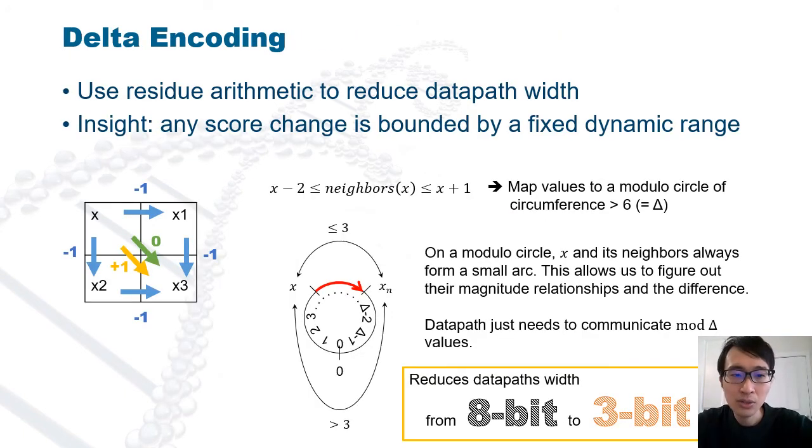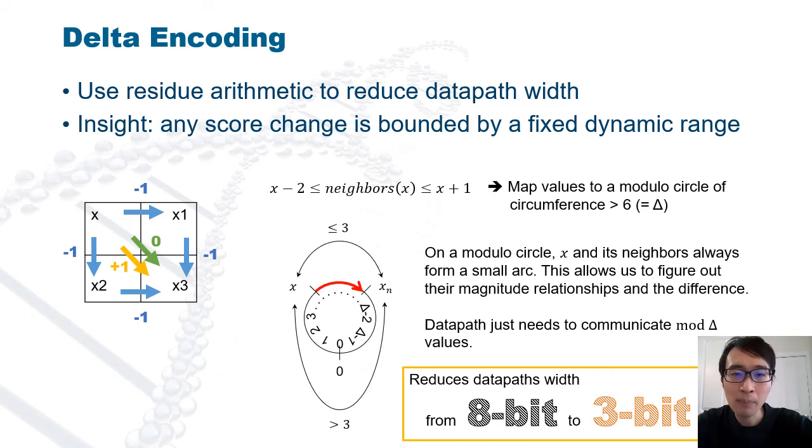Delta encoding uses residue arithmetic to reduce data path width. This is based on the insight that any score change is bounded by a fixed dynamic range. For example, in the edit distance scoring, scores of any neighboring cells of a cell scored x are between x minus 2 and x plus 1.